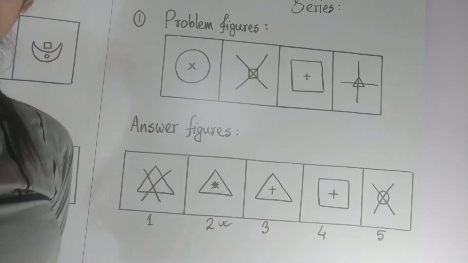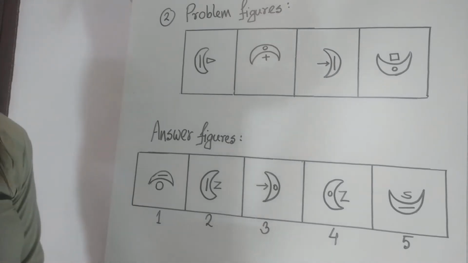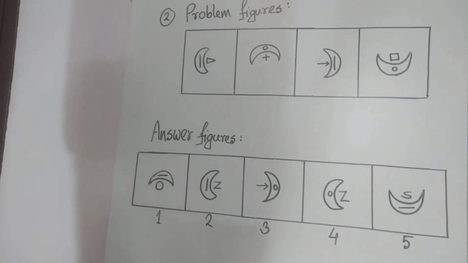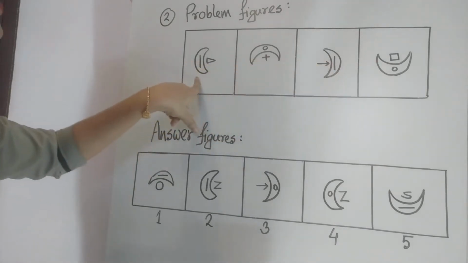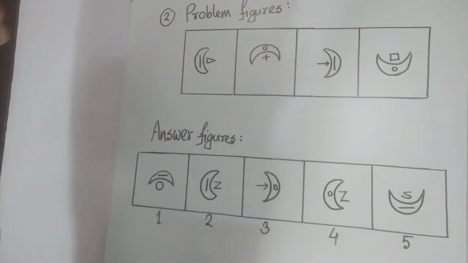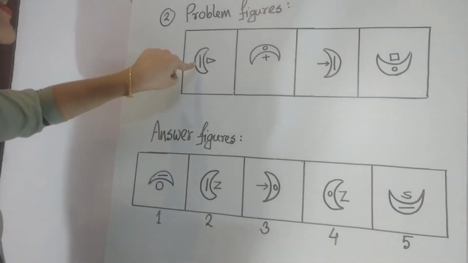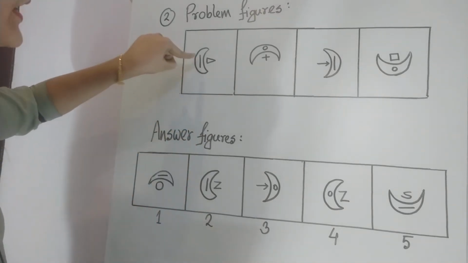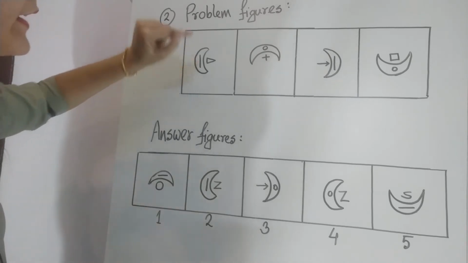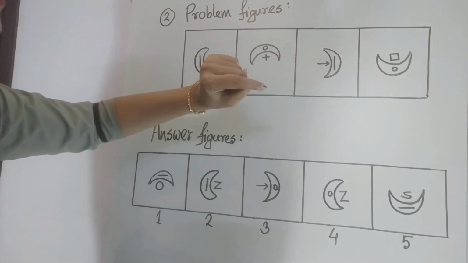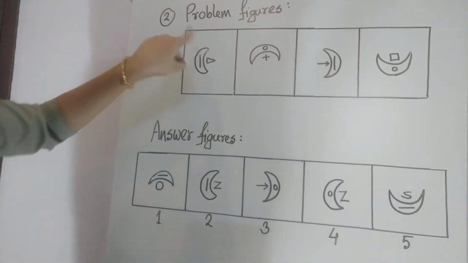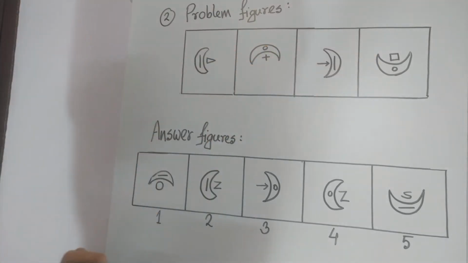Okay, next. Problem number 2. See, here in each step the moon-like figure rotates 90 degrees clockwise. And in the middle of the moon-like figure you can find a line segment. In the next figure, circle, again line segment, again circle. Okay, and a new figure appears in each step.